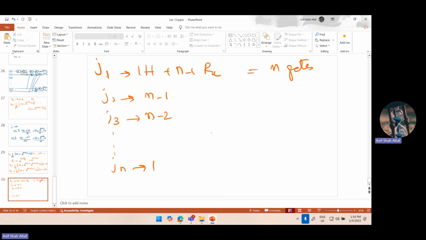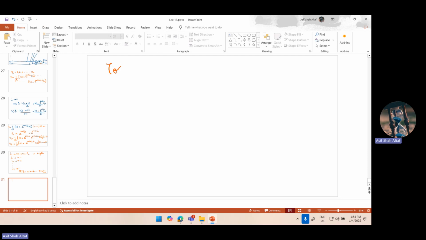And if you just sum it all up, like if you carry out a summation of all these total numbers of gates, it will be like 1 plus 2 plus 3, and so on and so forth, up to n minus 1, n minus 2 plus n. And if you remember, this is equal to the total number of gates, which is n into n plus 1 divided by 2.